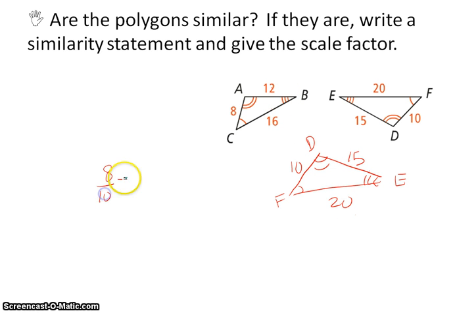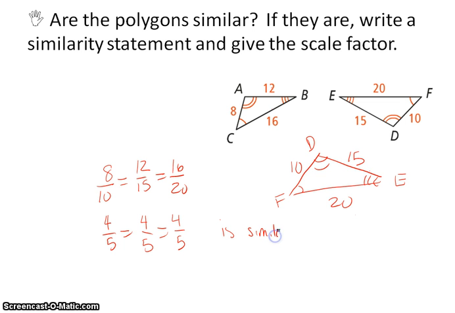So is 8 to 10 the same as 12 to 15, which is the same as 16 to 20? Well, 8 to 10 simplifies to 4/5, 12 to 15 simplifies to 4/5, and 16 to 20 simplifies to 4/5. So this is similar, and the scale factor is 4 to 5, or 4/5.